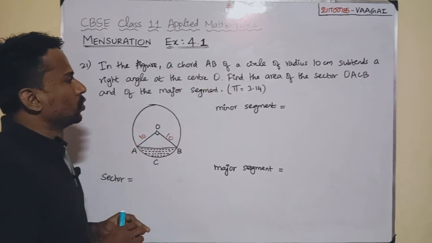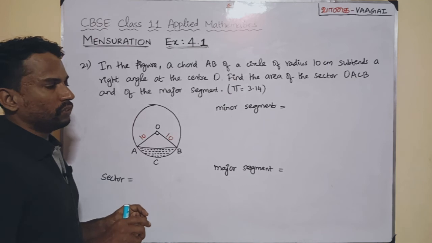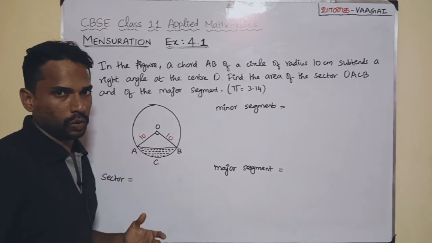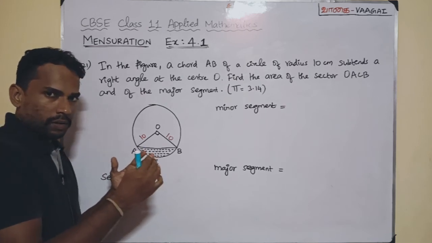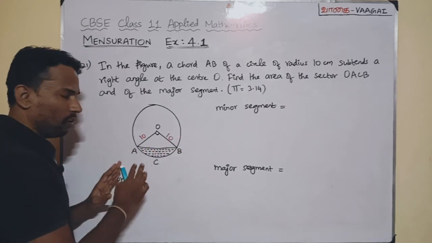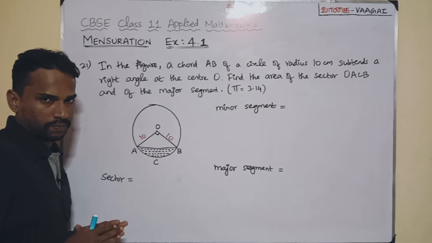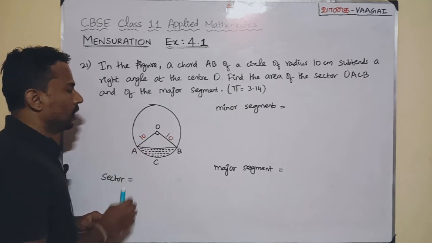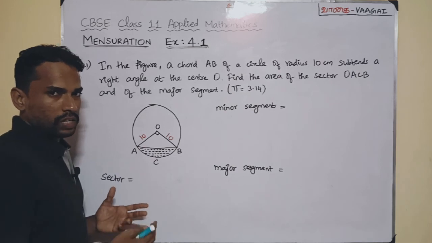Okay, fine. So that means we need to find the area of the sector first, and we need to find the area of the major segment. Okay, we'll come to that major segment a little later. First we'll finish finding the area of the sector. Now just observe the sector alone. Okay, now the sector is basically what? It's very simple to understand.